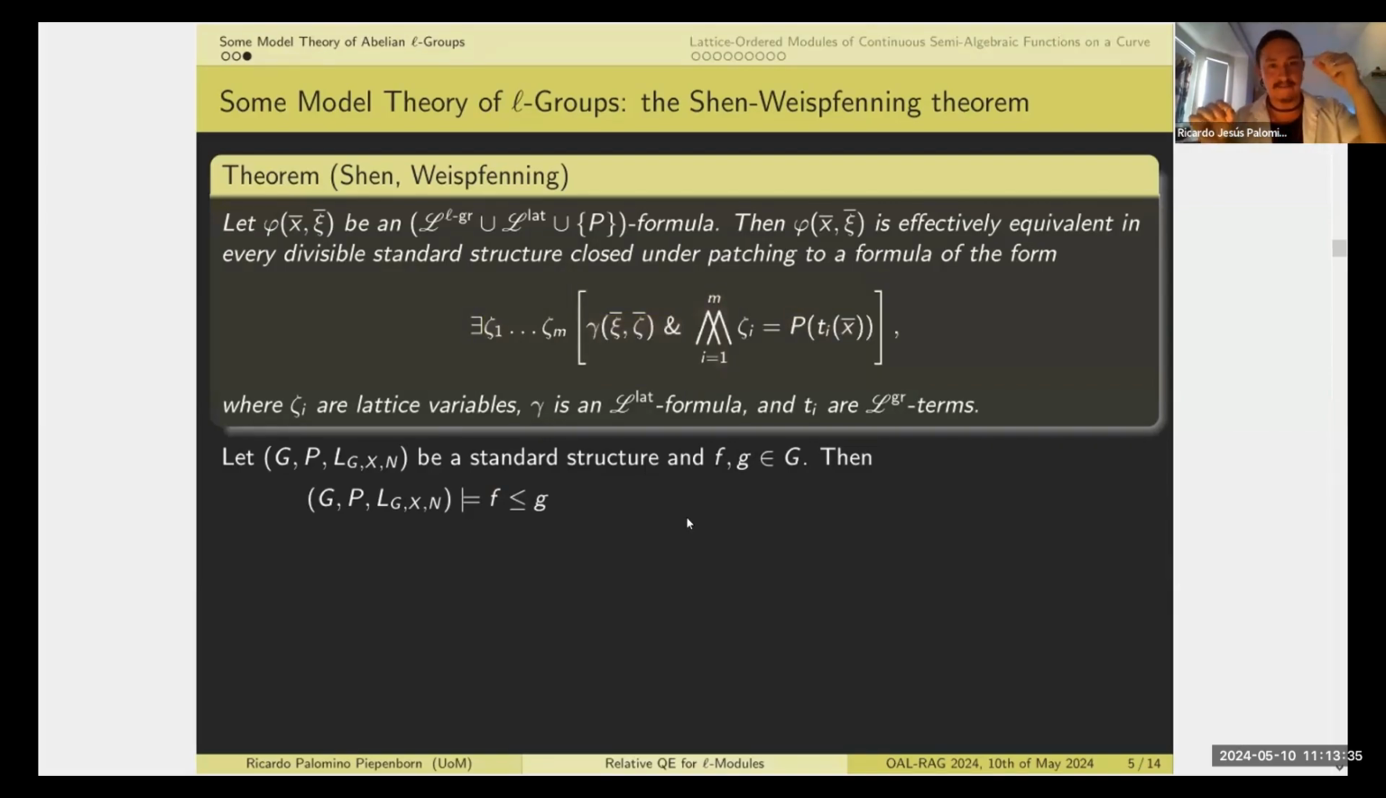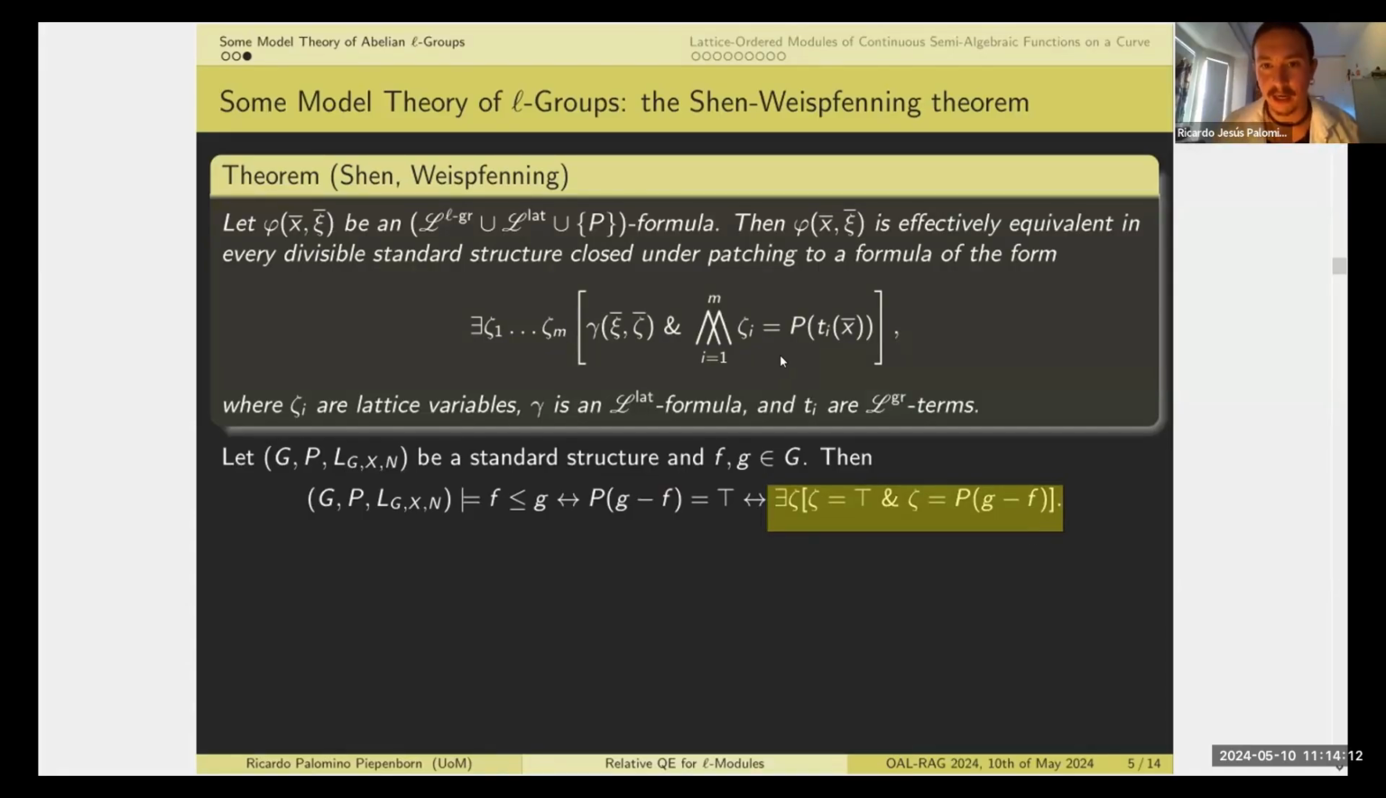Okay, so I have f less than or equal to g. Well, this holds whenever for each x in my domain, f of x is less than or equal to g of x. But if you think about it, that statement is equivalent to saying that this positivity set is just the top element in my lattice of zero sets. And this is something that I can express in this standard structure. Okay, and now you do some syntactic manipulation, and you see that this property is equivalent to this formula over here, which is exactly a formula of the form that you see here in the theorem.